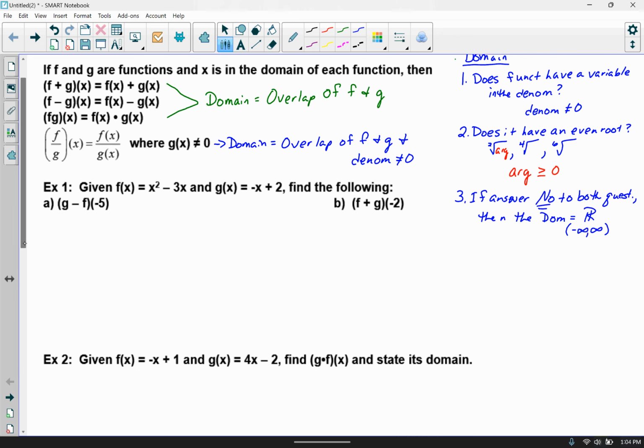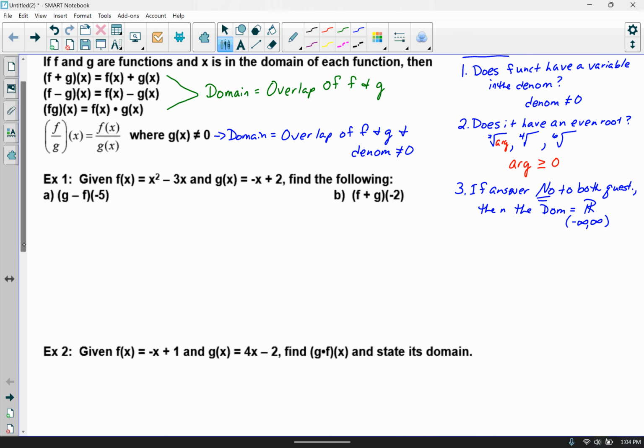Okay. All right. So coming on down below here to example 1, here's our given function for f of x and a given function for g of x, and it wants us to find these two pieces. In letter A, it wants g minus f of negative 5. So again, let's rewrite this in equivalent notation. This means g is going to be evaluated at -5. Going to bring down that minus sign. And then f is going to be evaluated at -5.